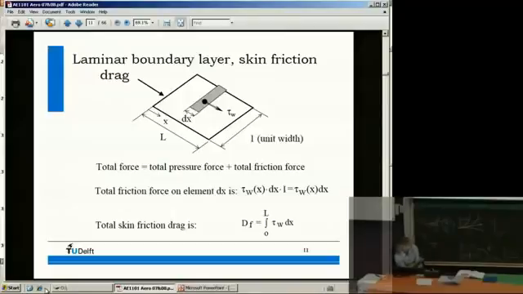So we integrate the shear stress, tau, times the area of the strip. That is the length 1 times dx, so 1 times dx. The shear stress here is tau, and times the area gives us the friction force. So the local friction force on this element is tau times dx. Now if we want to have the drag, we integrate from 0 to L this local shear stress times dx, right?